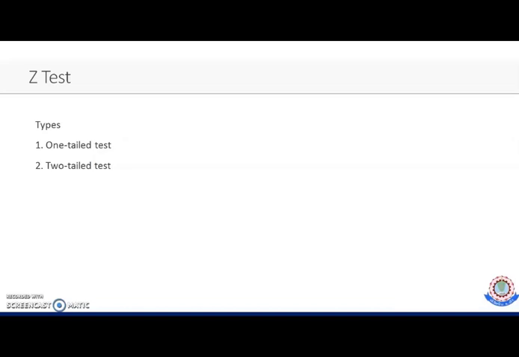And next we have to find the level of significance, the value of alpha that is set, and then we have to identify the critical value. If the computed value of Z is less than the critical value, that is Z alpha, accept the null hypothesis. If the computed value is greater than the critical value, that is Z alpha, then reject the null hypothesis and accept the alternate hypothesis. So this is the working procedure behind Z test.